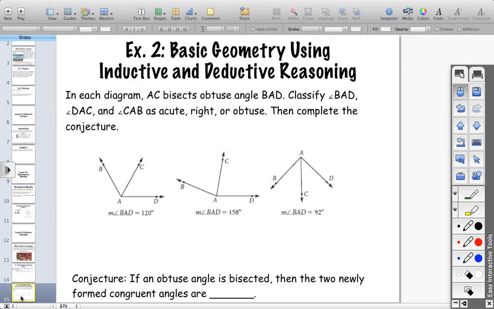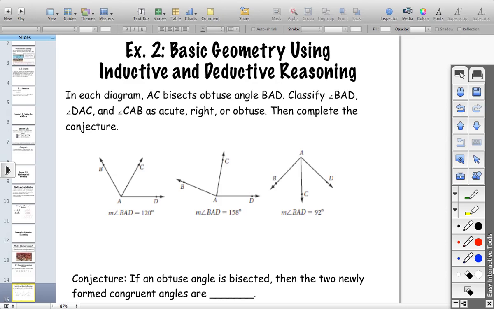All right. Now, hopefully, if you haven't already, you have your notebook out now, because you're going to be adding, after this example, our first conjecture into the notebooks. You want to have a list of these conjectures, because you are going to use them later to make proofs. So this is an example where we first have to use inductive reasoning to determine the conjecture, and then later that conjecture will be used in our deductive reasoning.